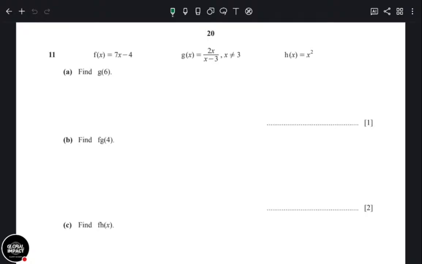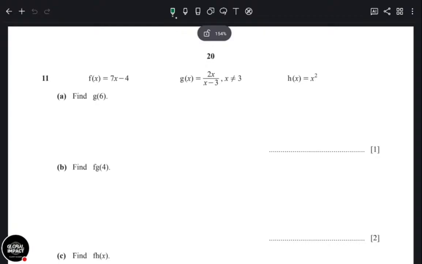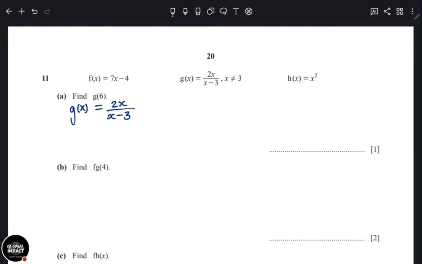Now let's do this one. G of 6. So we have G of x, and they want us to find G of 6. So first write G of x is equal to 2x over x minus 3. So now we can find G of 6. Wherever there is x, we are now putting 6. Where there is x, that's where you are targeting.